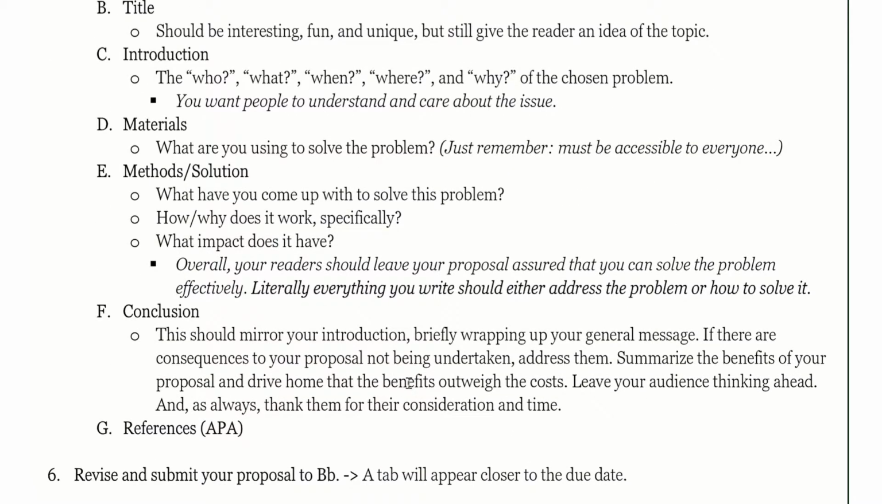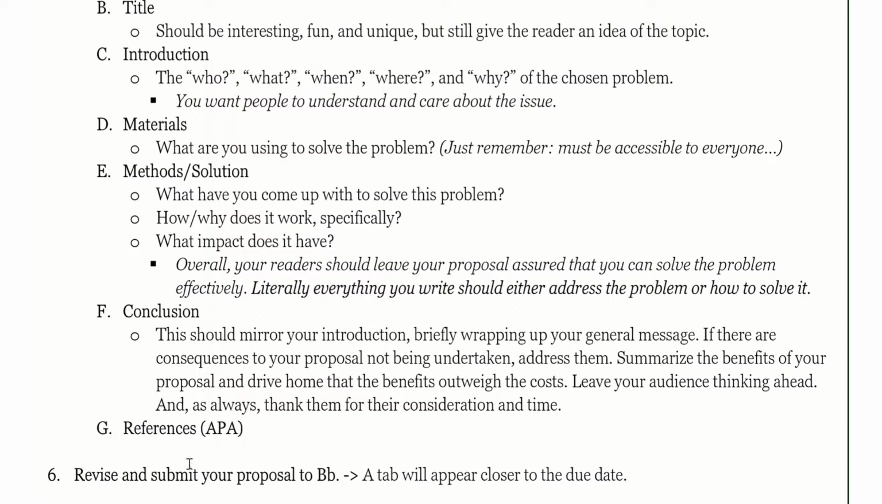Then your conclusion section. This should mirror your introduction, briefly wrapping up your general message. If there are consequences to your proposal not being undertaken, address them. Summarize the benefits of your proposal and drive home that the benefits outweigh the costs. Leave your audience thinking ahead. And as always, thank them for your consideration and time. And of course, this is followed by your references section.